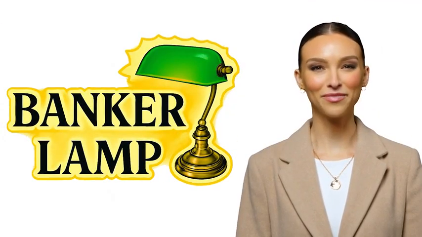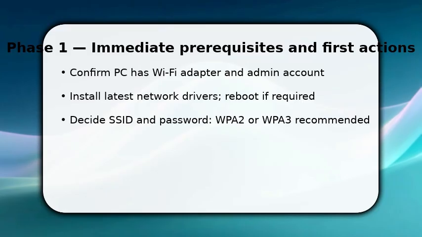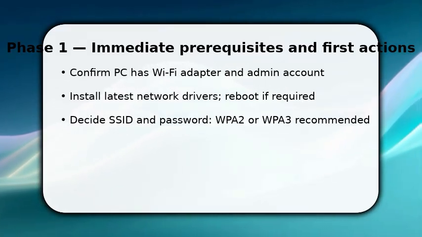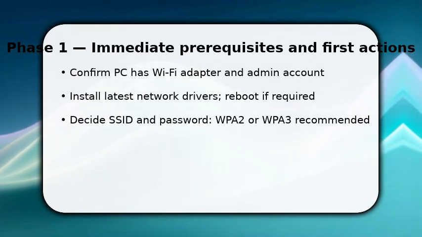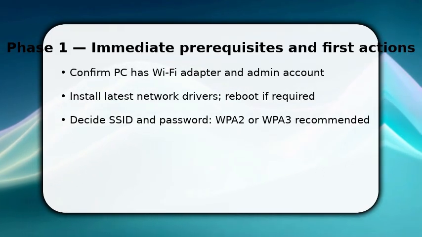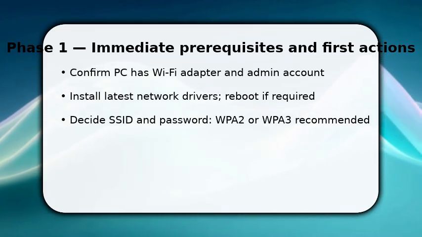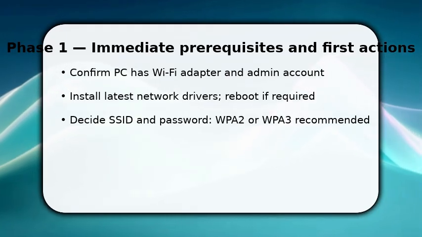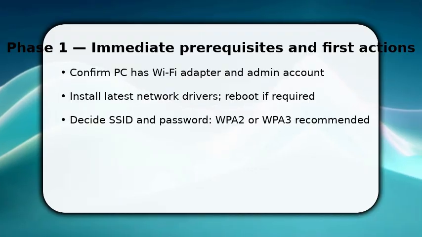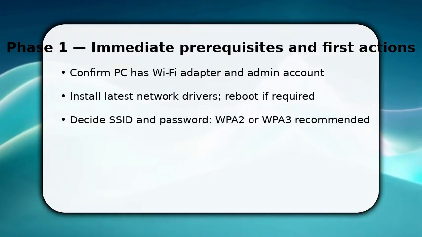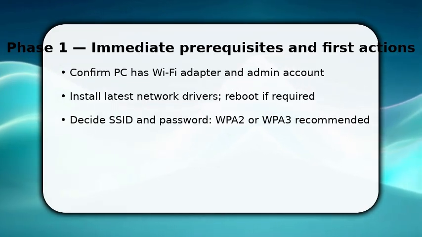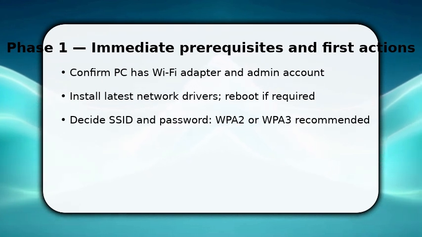Please enjoy the video. You start by confirming your PC has an active Wi-Fi adapter and you are using an admin account. Open Settings or Control Panel. Enable the adapter if disabled. Next, update network drivers so the hotspot is stable. This avoids connectivity drops. Once done, choose a clear SSID and a strong password, using WPA2 or WPA3 for better security. These steps make the hotspot reliable, and they prevent common permission and driver issues before you create the network.